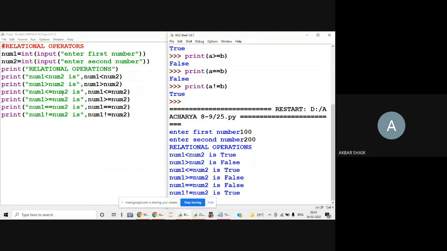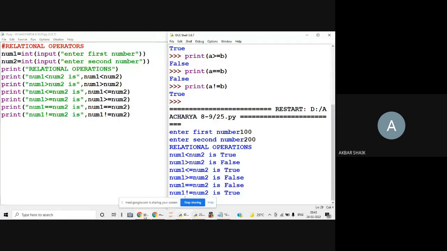So relational operations. Number1 less than number2, what is the result we got? That is 100 less than 200, which is true. So that's why the result is true. Next, number1 greater than number2: 100 greater than 200 is false. Next, number1 less than or equals to number2: 100 less than or equals to 200 is also true. Next, greater than or equals to is false. Next, equals to is false. Next, not equals to is true.